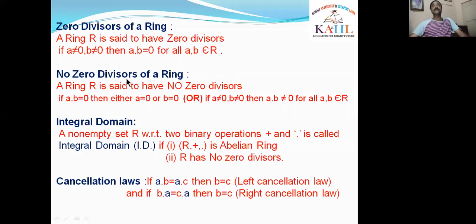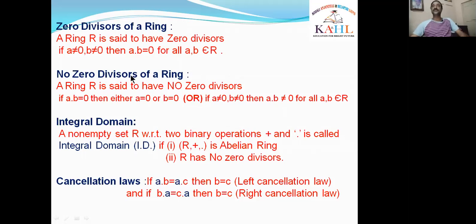But no zero divisors of a ring. In the above one, zero divisors. And the below one, no zero divisors. There is an opposite meaning now. So the definition is also quite opposite. What is that? Here for zero divisors, A is not equal to 0, B not equal to 0, AB equal to 0. For no zero divisors, there is opposite meaning. A not equal to 0, B not equal to 0 is same. But here AB equal to 0 for zero divisors. Here AB is not equal to 0 for no zero divisors.